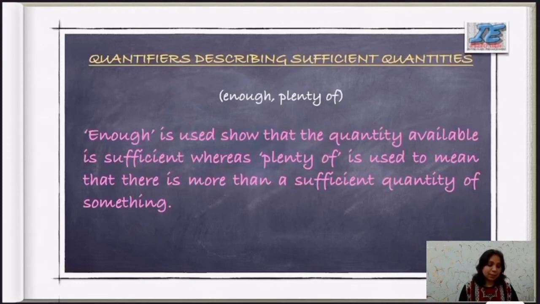The next type of quantifier is quantifiers describing sufficient quantity, and these are enough and plenty of. Enough is used to show that the quantity available is sufficient, whereas plenty of is used to show that there is more than a sufficient quantity, more than the quantity that is needed.